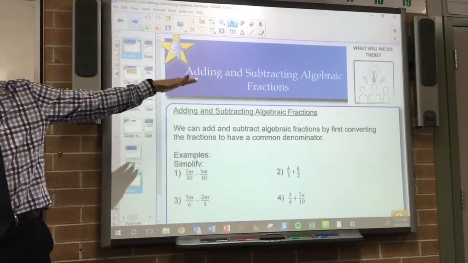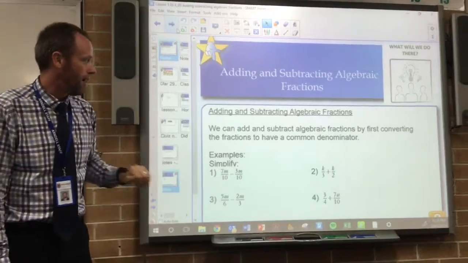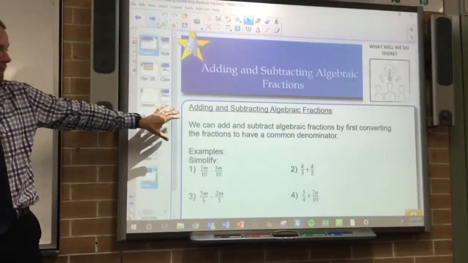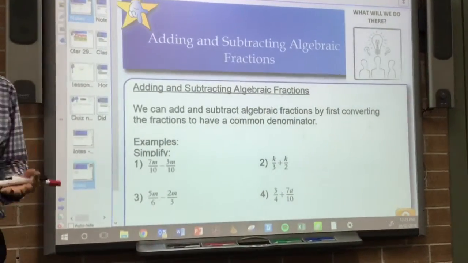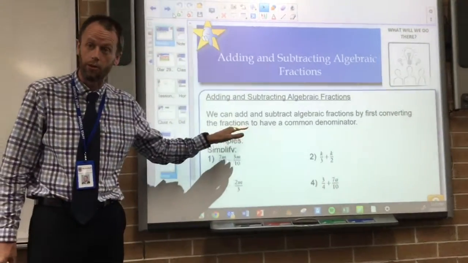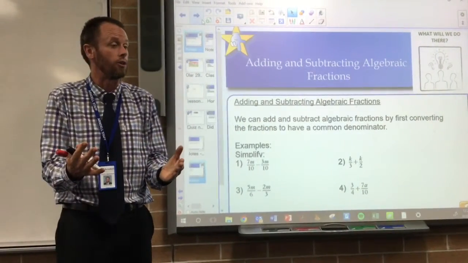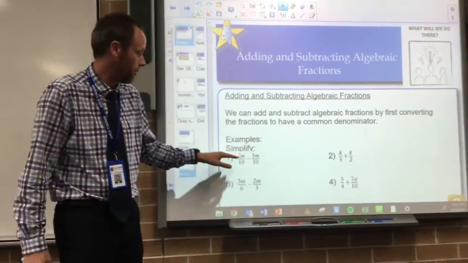So today we're dealing with adding and subtracting for algebraic fractions. We have a rule here. We can add and subtract algebraic fractions by first converting the fractions to have a common denominator. From there, you then deal with like terms. That's when you can work it together.